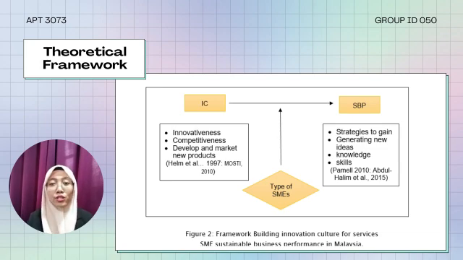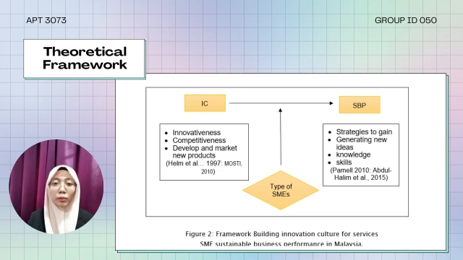The conceptual framework has three main components: first, type of services SMEs innovation culture, which is IC; sustainable business performance, which is SBP; and type of SME. Services SMEs innovation culture, IC, is the independent variable, the sustainable business performance, SBP, is the dependent variable, and the last, the selected SME organizational profile, is the moderating variable. From that figure, we can see that our title is Building Innovation Culture for Services SME Sustainable Business Performance in Malaysia. The framework shows the relationship between the type of services SMEs innovation culture and services SMEs sustainable business performance.